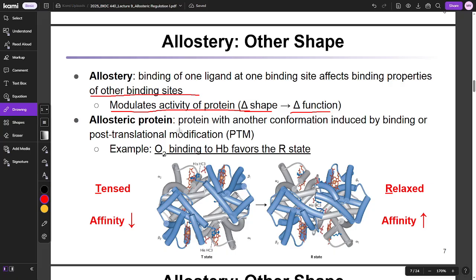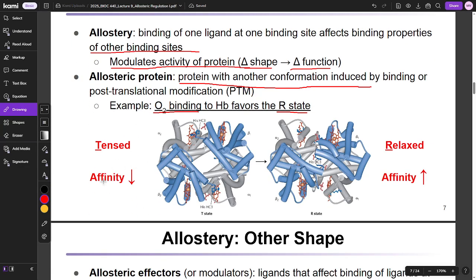An allosteric protein is a protein with another conformation, induced by a post-translational modification. An example of this is O2 binding to hemoglobin favoring the R state. So O2 is the ligand, it binds to this hemoglobin molecule, and it favors a certain conformation, the R state. If you remove the O2, it favors the T state, generally speaking. So here we go, just like I said: T state, lower affinity; R state, higher affinity.